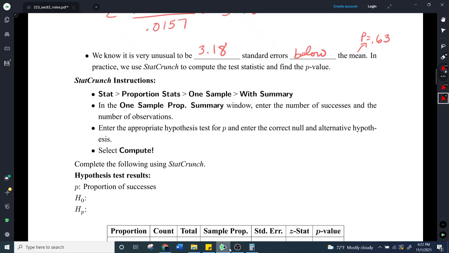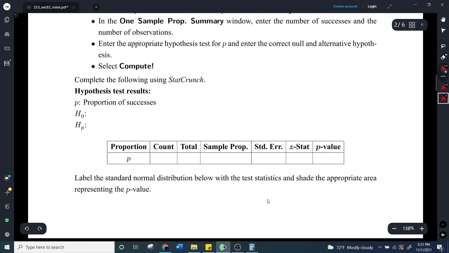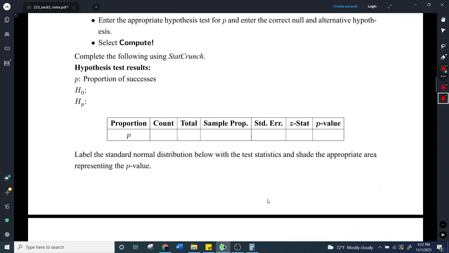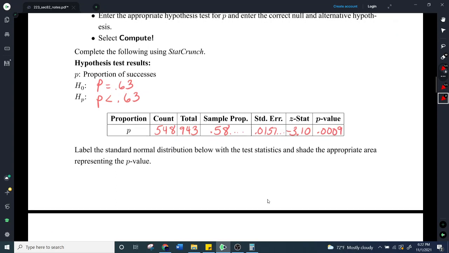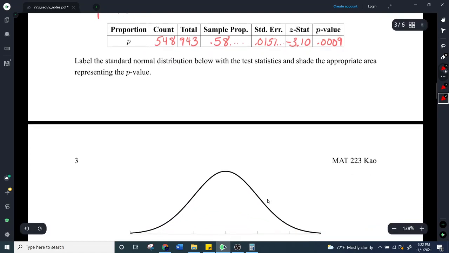All right, so here's what your screenshot looks like from StatCrunch. They reiterate what your hypotheses are. P equals 0.63. My alternative was that P was less than 0.63. I had 548 out of 943, I think. My sample proportion was 0.58 something something. My standard error was 0.0157 something something. My Z-score was negative 3.10 from StatCrunch, and my p-value that went with it was 0.0009. It says label the normal distribution below with the test statistics and shade the appropriate area representing the p-value.